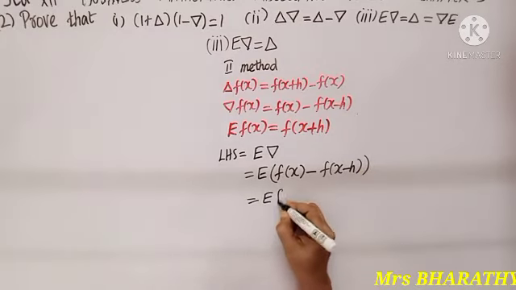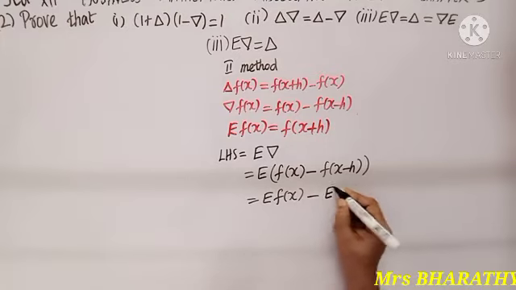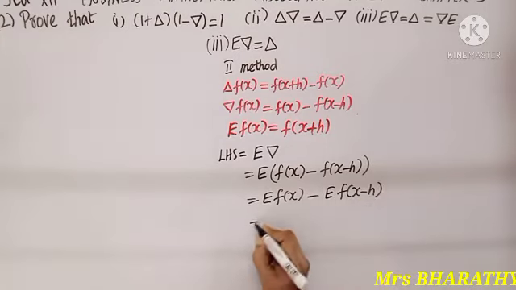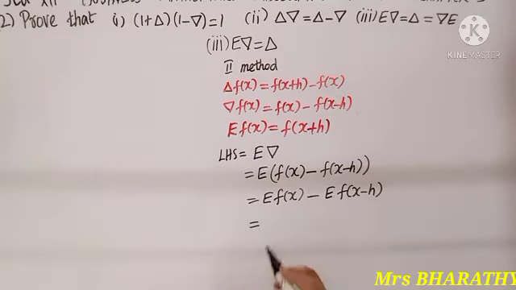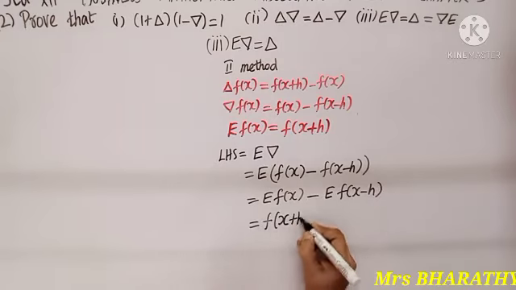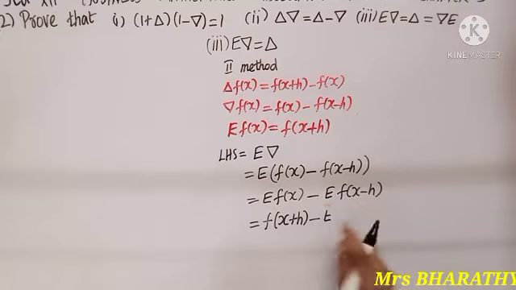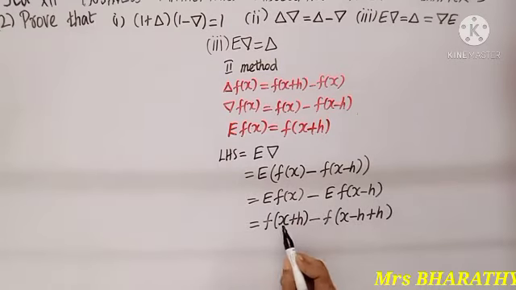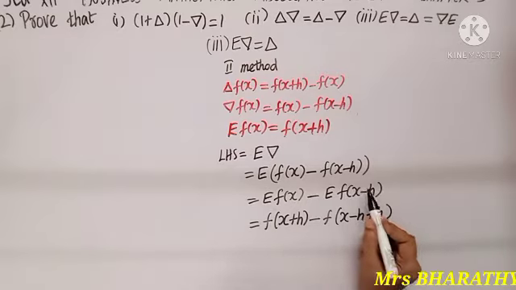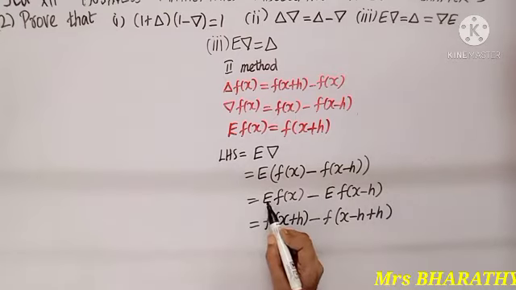As I multiply, E of f of x minus E of f of x minus h. What is the meaning of E? It's a shifting operator, add h. E tells us add h. So E of f of x tells me f of x plus h. E of f of x minus h tells me f of whatever is there, add h. F of x tells me f of x plus h. F of x minus h tells me f of x minus h plus h whenever I operate with E.